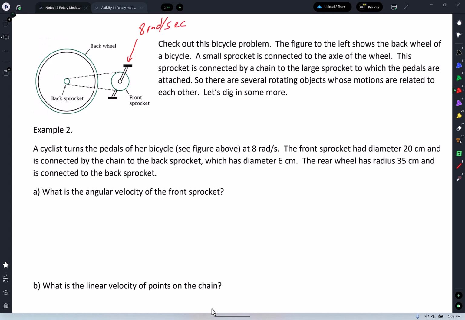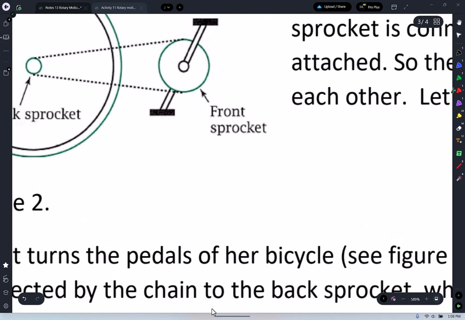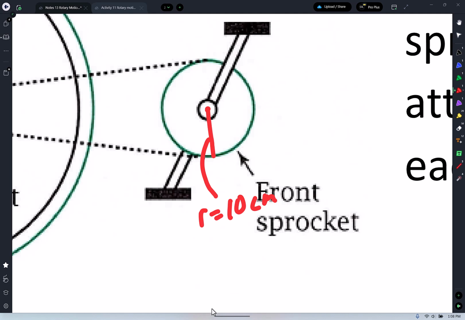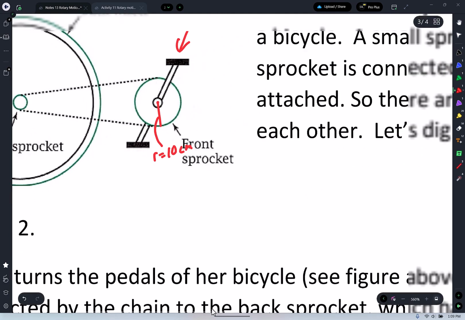The front sprocket has a diameter of 20 centimeters. So let me zoom in. If the diameter is 20 centimeters, what is my radius? 10. That's what I care about. You care about the radius, because 1 radian is 10 centimeters for the front sprocket. The radian can be different for different things, right? Because the radii are different all over the place.